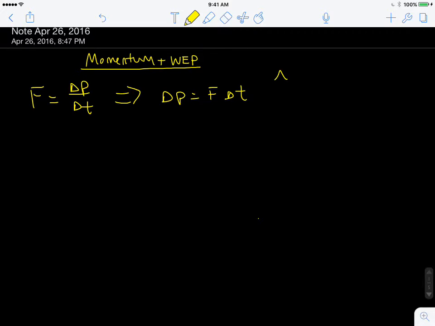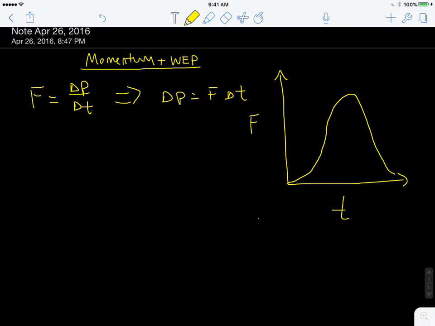So this makes you think about a force versus time graph. If you were to look at something, let's say like a ball hitting a wall, the force would be a changing force as a function of time. The reason we would take a look at this graph is that the area enclosed right there is what we call the impulse.